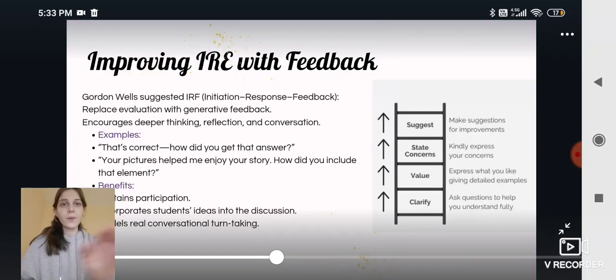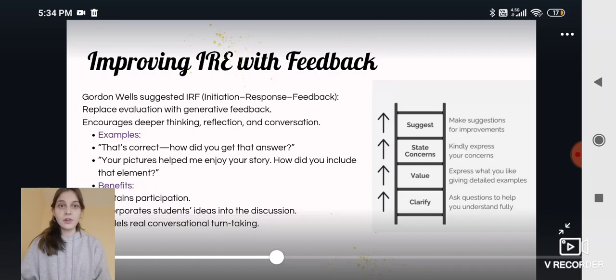So, let's talk about the next topic, improving IRE with feedback. Gordon Wells suggested IRF, which means initiation, response, and feedback. It replaced evaluation with generative feedback. It encourages deeper thinking, reflection, and conversation.